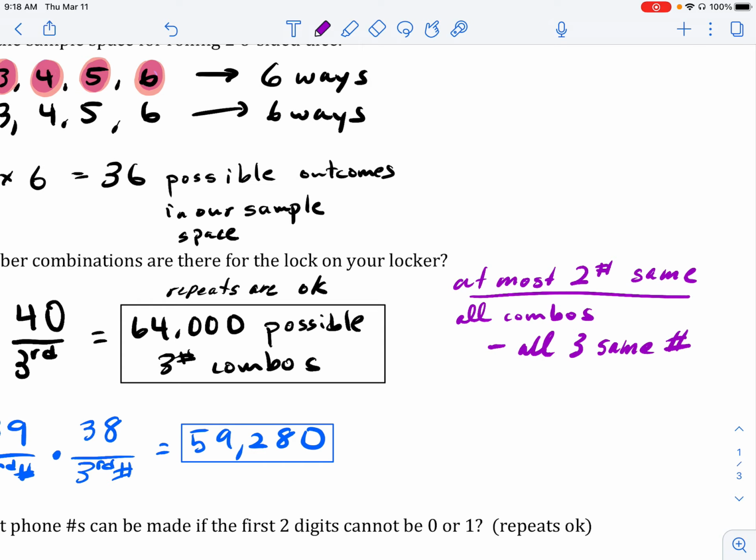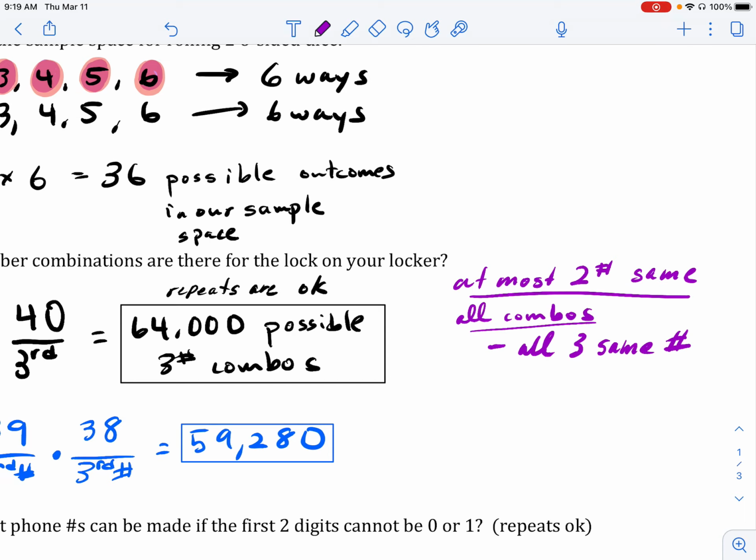Right? So what we want to do is find all the combinations and subtract from them all the 111s, all the 222s, all the 333s, all the combinations that have all three numbers the same. If you literally remove those from the equation, all you're left with are the combinations where you could have at most two numbers the same. So what would that look like?